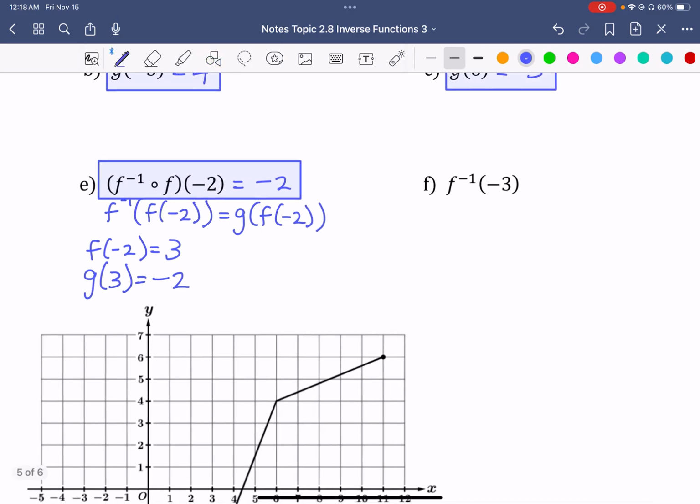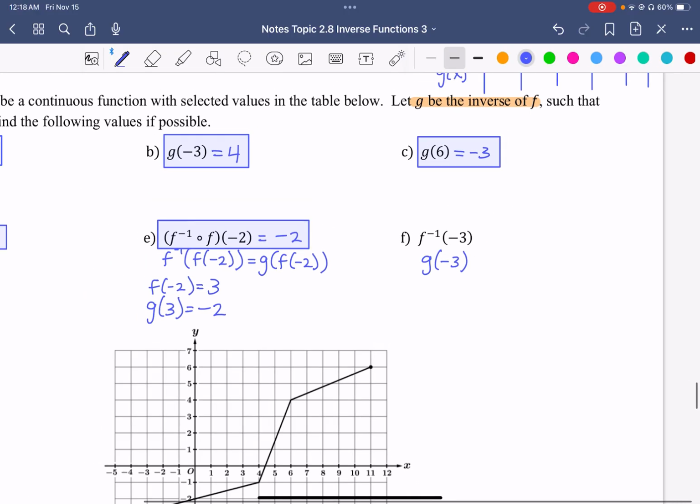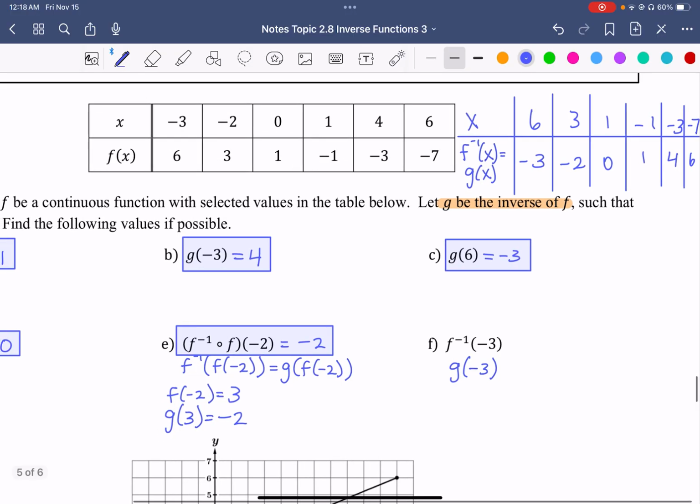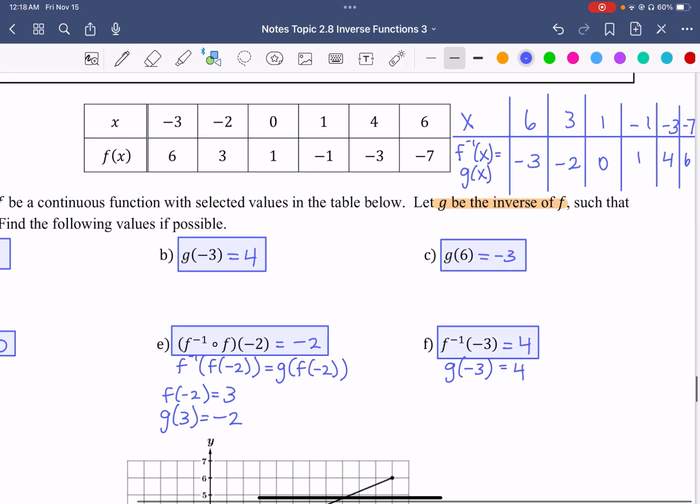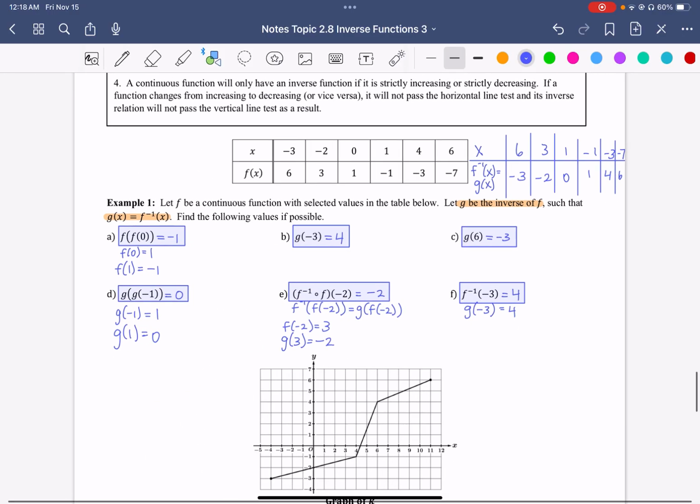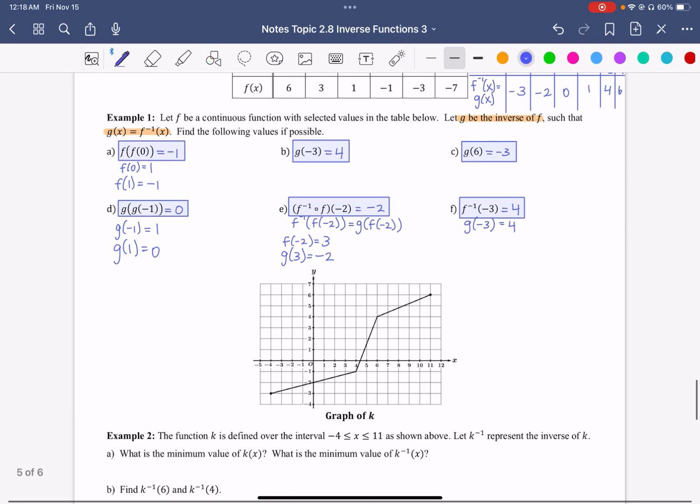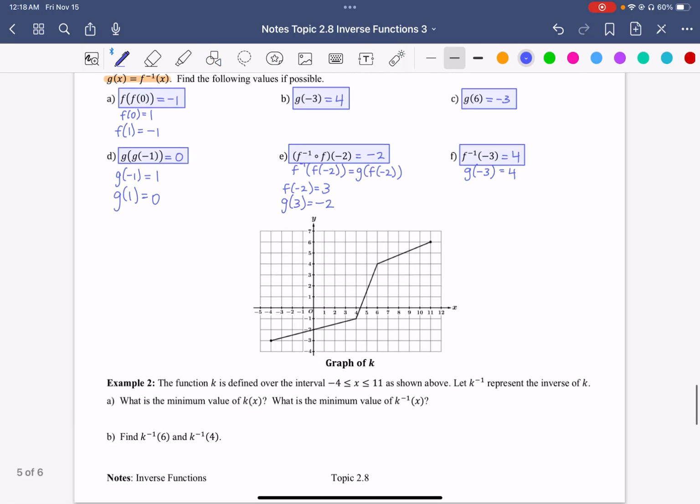Next, we have the inverse of f of negative 3, which is again the same thing as g of negative 3. And if you go to the table for g, when x is negative 3, the y value is positive 4. So the inverse of f of negative 3 is positive 4. Okay, so those are not too bad. Those are just reusing skills that we learned in 2.7.